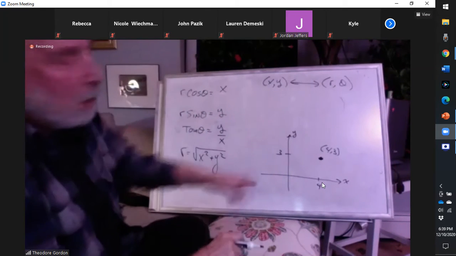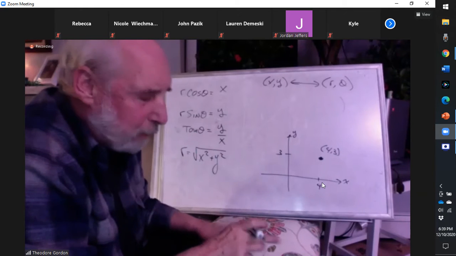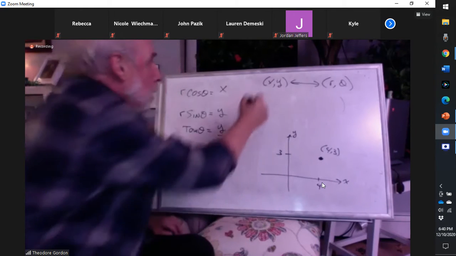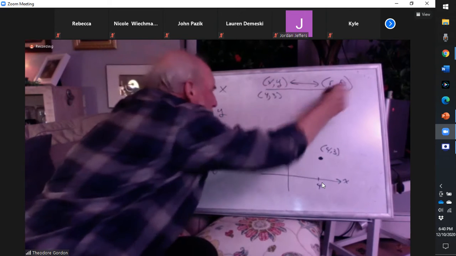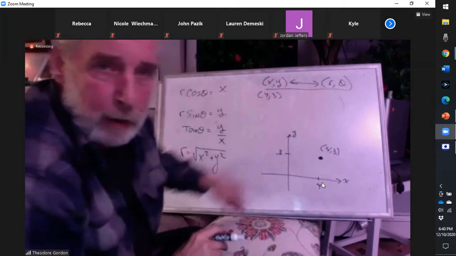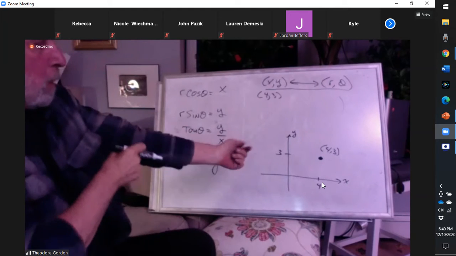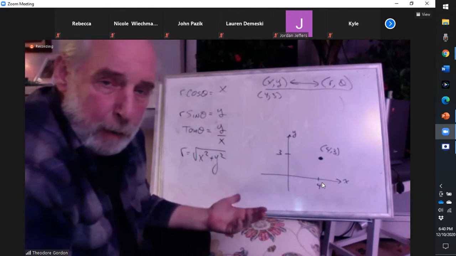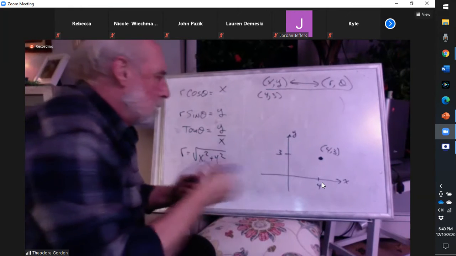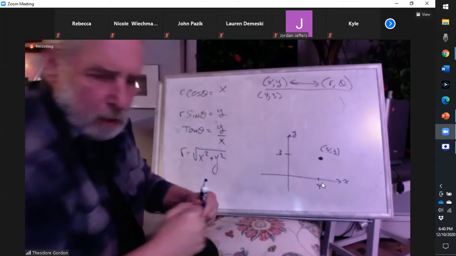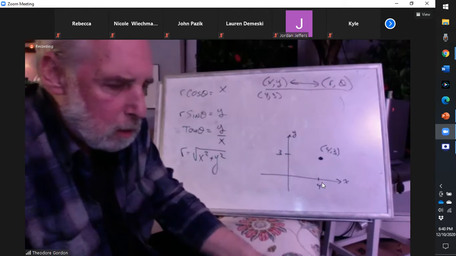Okay, so there's a point in rectangular coordinates. We have the point 4, 3, and we're going to rewrite that as r, theta. There's a number of ways to start out. So we're going to write it this way. I'll use a different color. That one's not showing up. Hang on a minute.